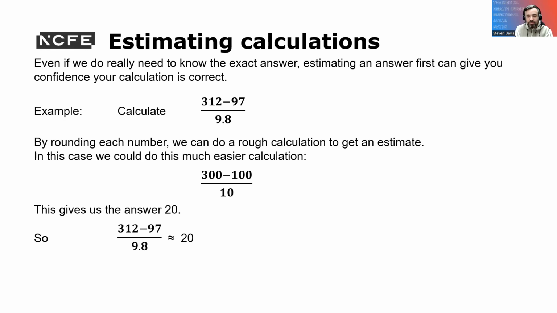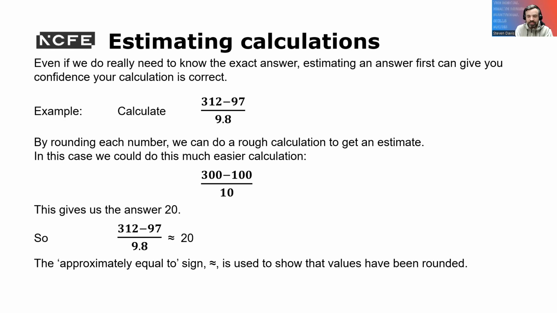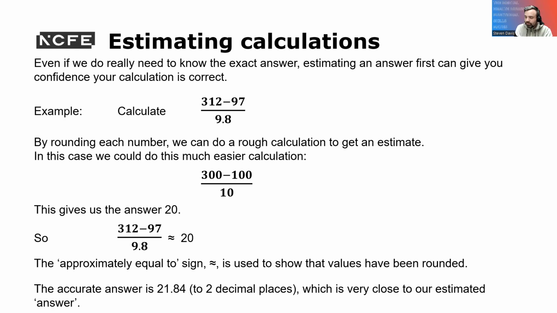So 312 minus 97 divided by 9.8 gives us approximately equals to, which is the wavy line sign to show the value has been rounded. So the accurate answer is 21.84, to 2 decimal places, which is very close to our estimate answer.